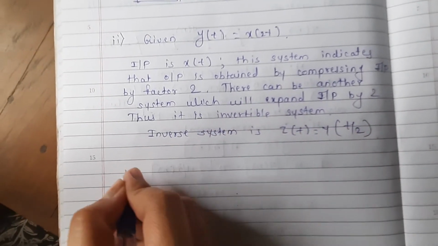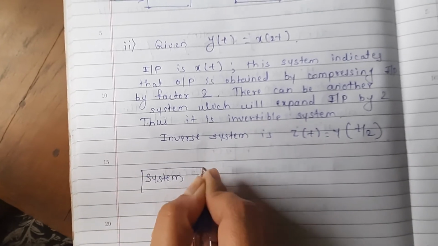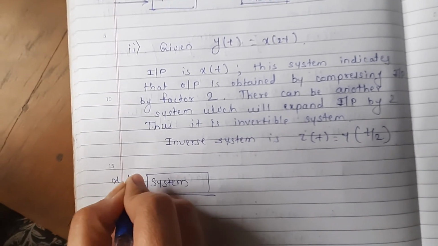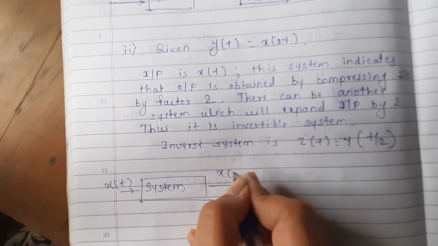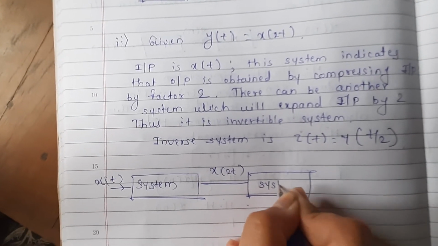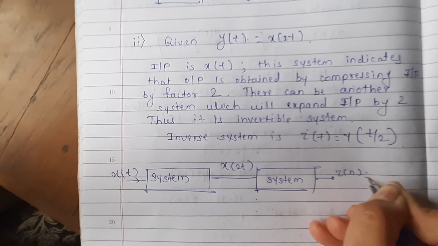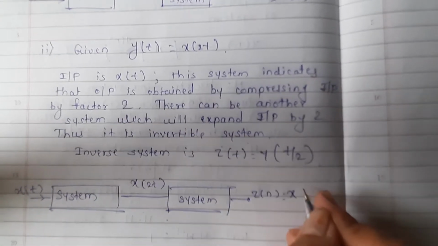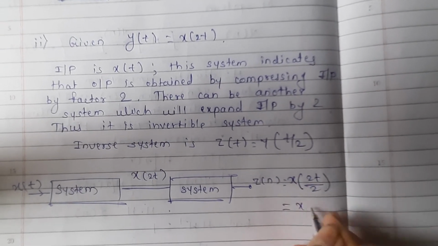So we draw here the diagram. The input to this system is x of t, output is x of 2t. It is given to the next system. So this is z of t, that is equal to x of 2t divided by 2, that is the original signal.